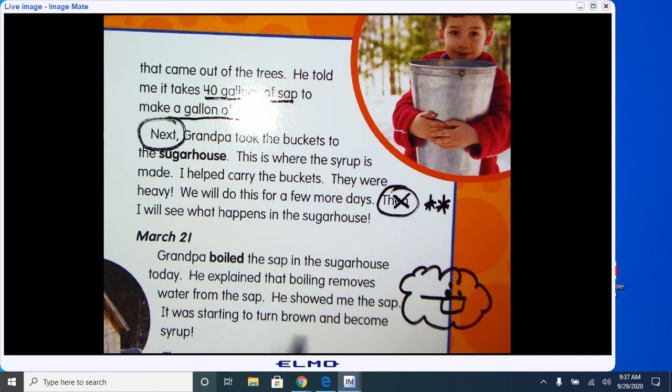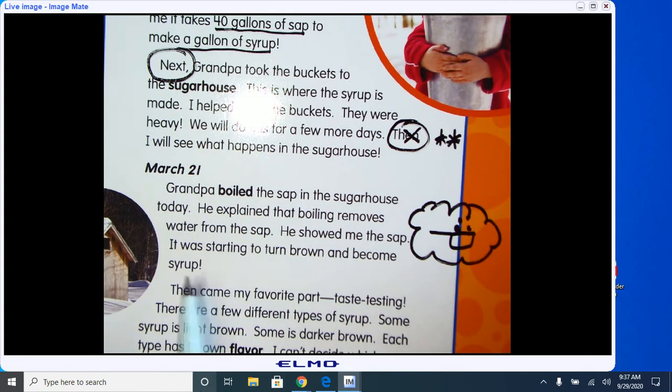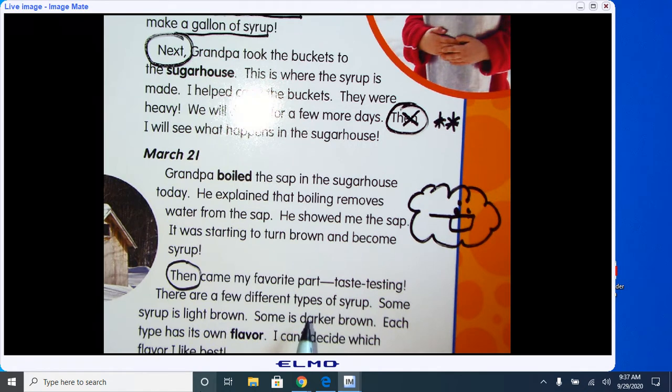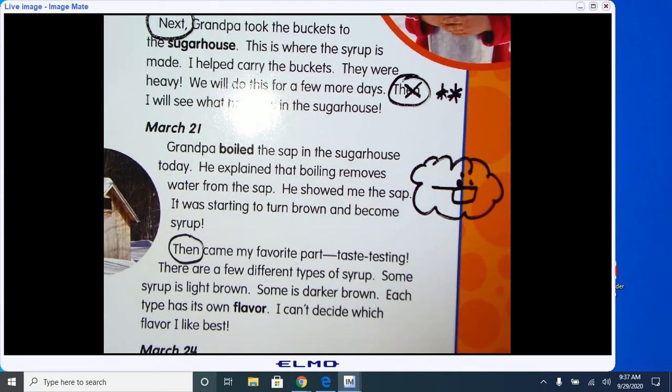It was starting to turn brown and become syrup. Then came my favorite part, taste testing. There are a few different types of syrup. Some syrup is light brown, some is dark brown. Each has its own flavor. I can't decide which flavor I like best.